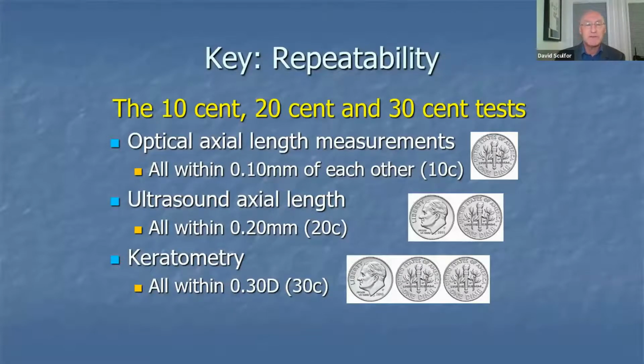Okay, so don't think of it as diopters, think of it as pounds and pence, and all your measurements have got to lie within a limit of 30 pence of each other. So the highest and the lowest numbers in each direction have to be within 0.3 of a diopter or 30 pence or 30 cents. So that was keratometry, that was our 30p test, and then we applied a 20p test for ultrasound axial length, and there we've said all the readings should be within 0.2 of a millimetre, that's our 20 cent test. And then the third test is for optical axial length measurements, and they had to be within 0.1 of a millimetre of each other.